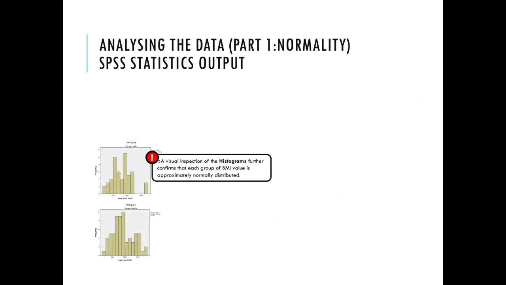From the visual assessment of the histograms, it is further confirmed that each group of BMI values is approximately normally distributed.